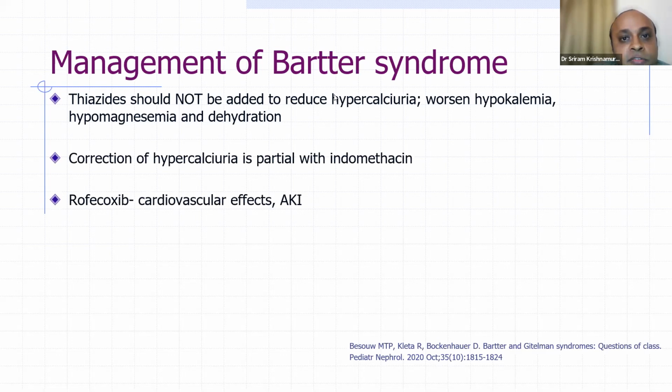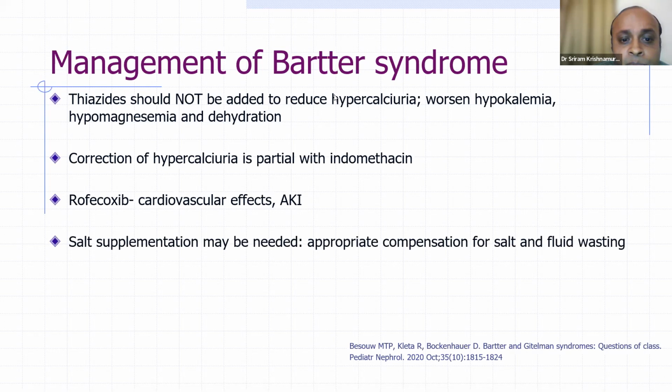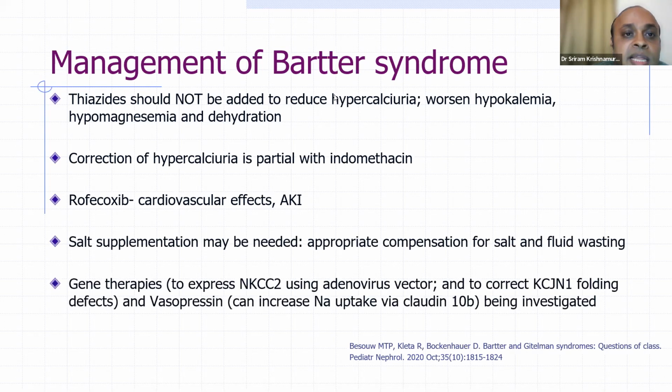Rofecoxib, which is a selective COX-2 inhibitor, has been used. There are some trials, but it has a lot of cardiovascular effects and AKI. Salt supplementation may be needed in these children, and initially they may present with shock. Gene therapies are coming up, and vasopressin also is being investigated.